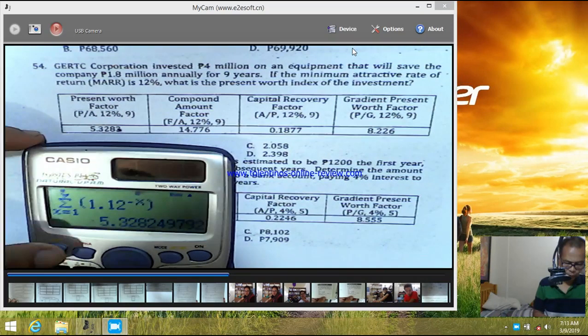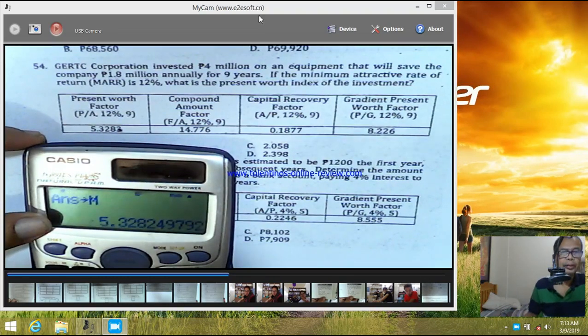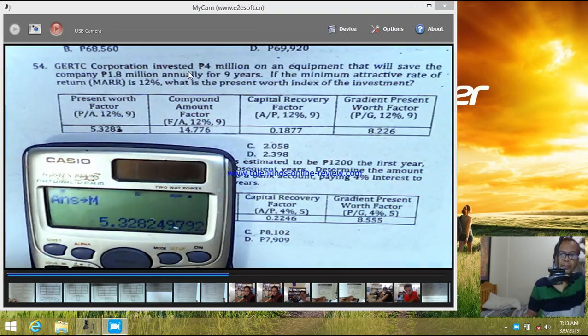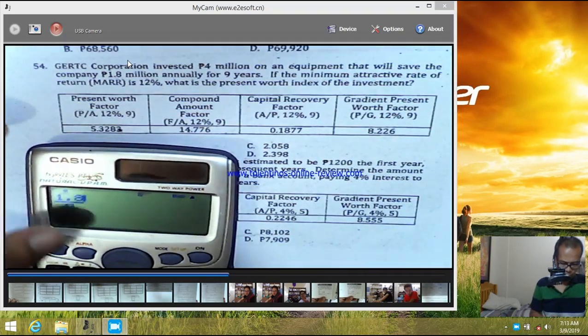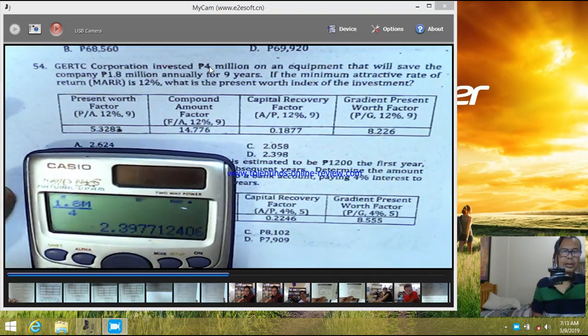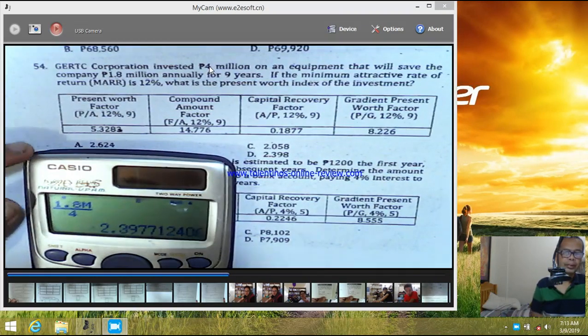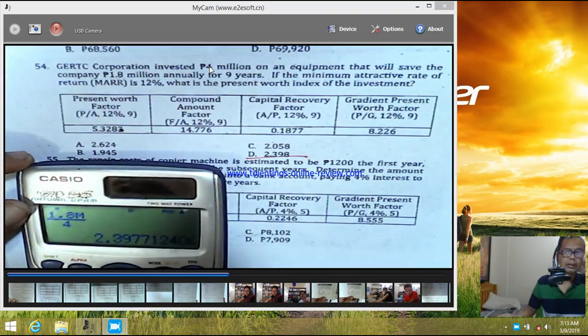Then let's store that to, let's say, m. So the annual savings is 1.8. So that is 1.8 m divided by the initial investment of 4. So the answer is 2.398. Now this is the closest there.